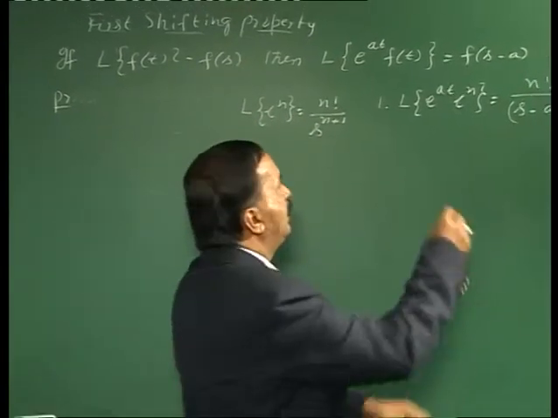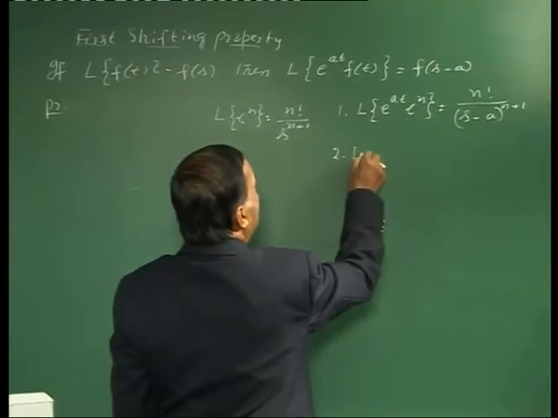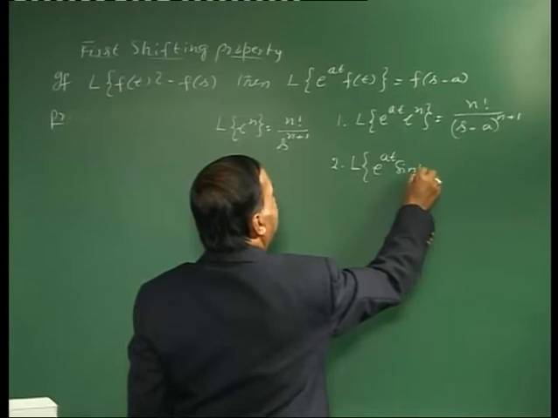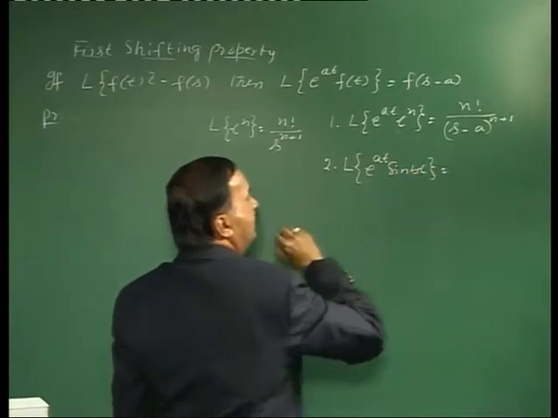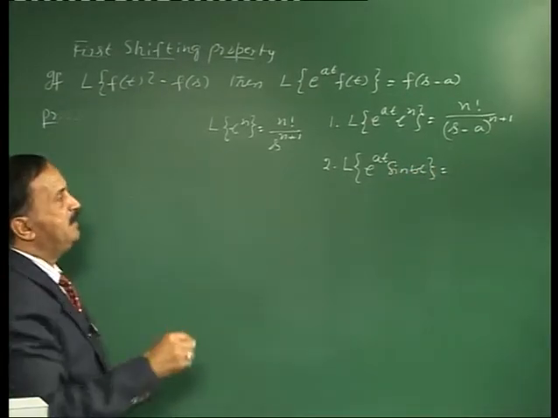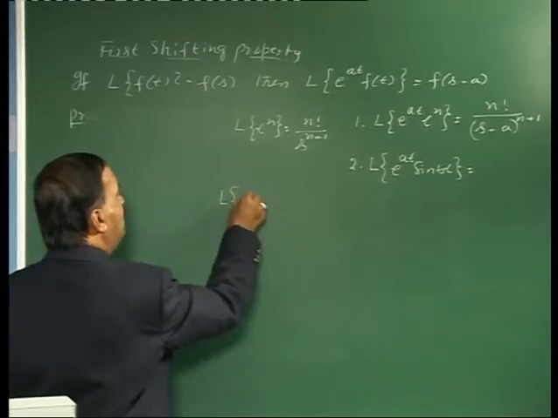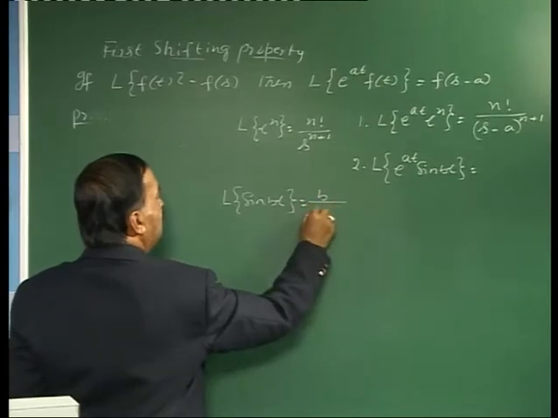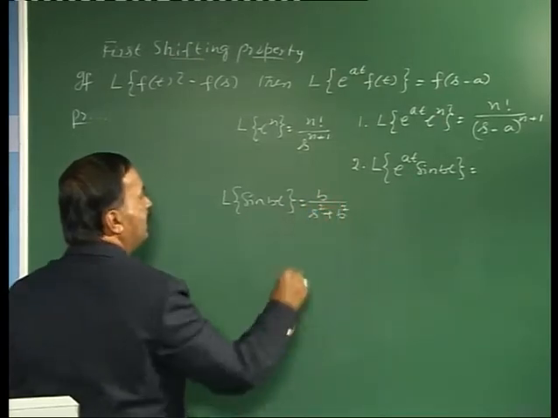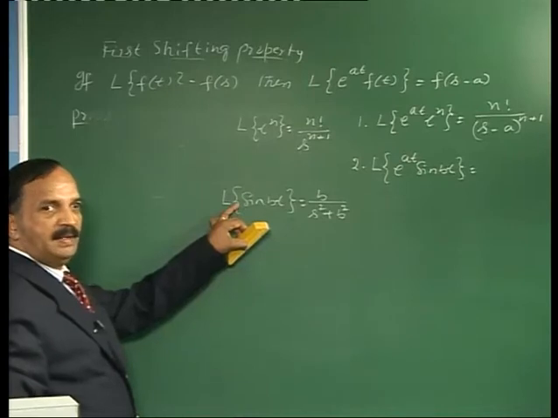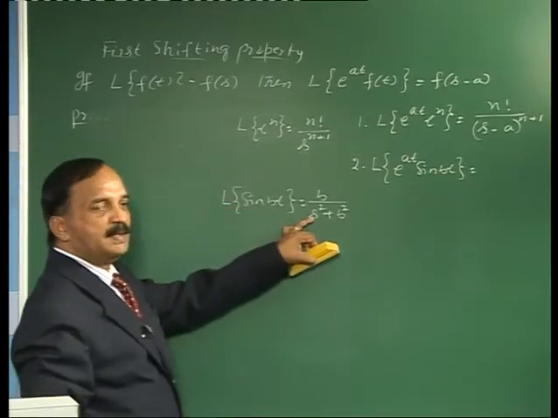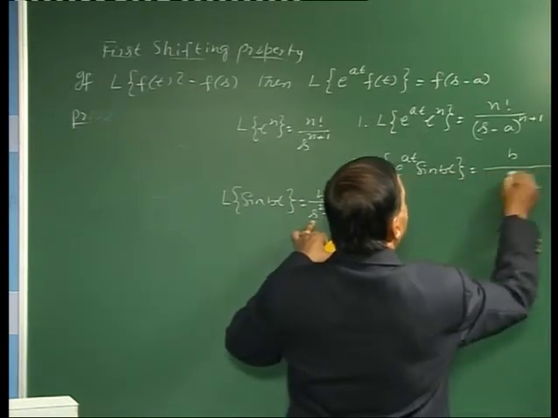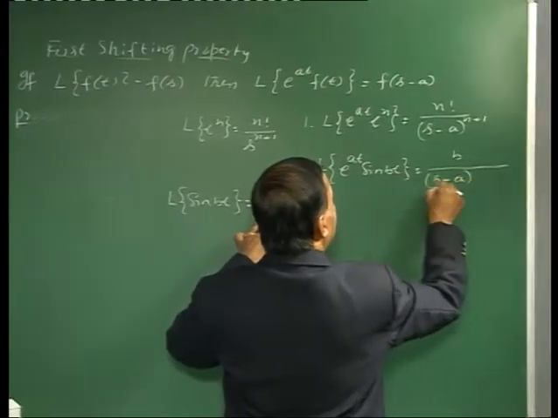Next, number 2, L of e to the power of a t into sin b t. We know L of sin b t is equal to b by s square plus b square. If I write e to the power of a t here, immediately replace s by s minus a. That means the formula becomes b by s minus a whole square plus b square.